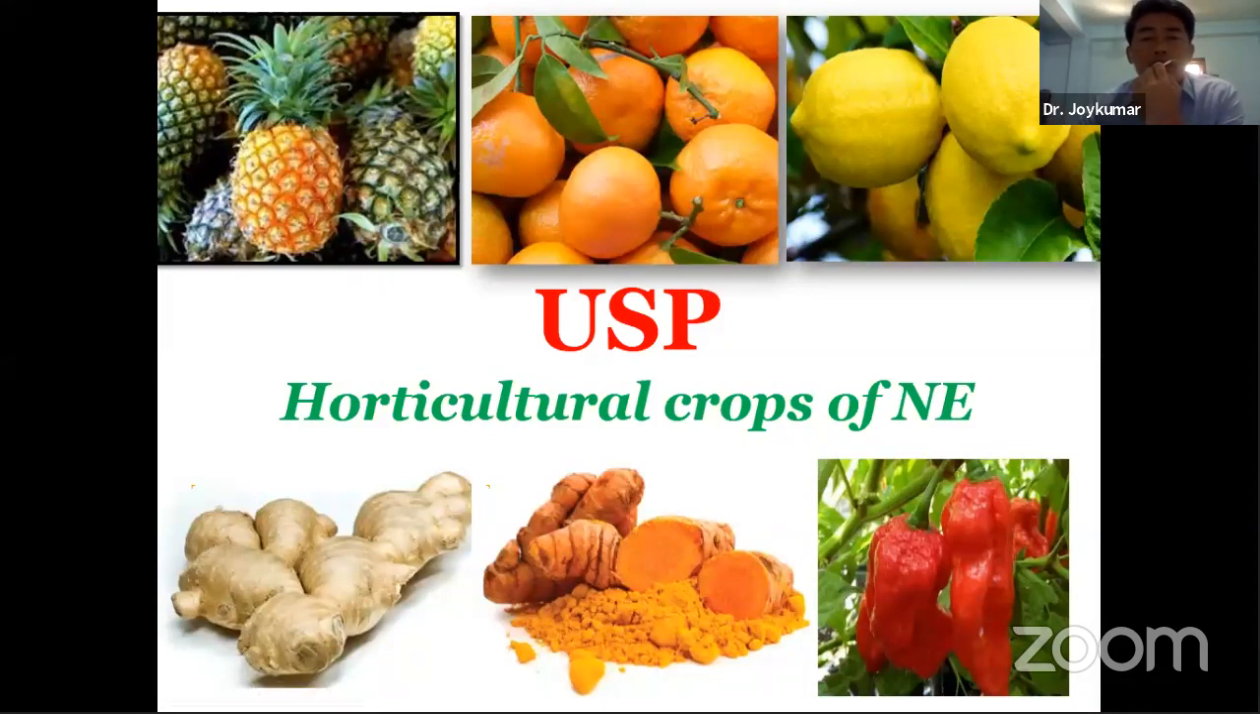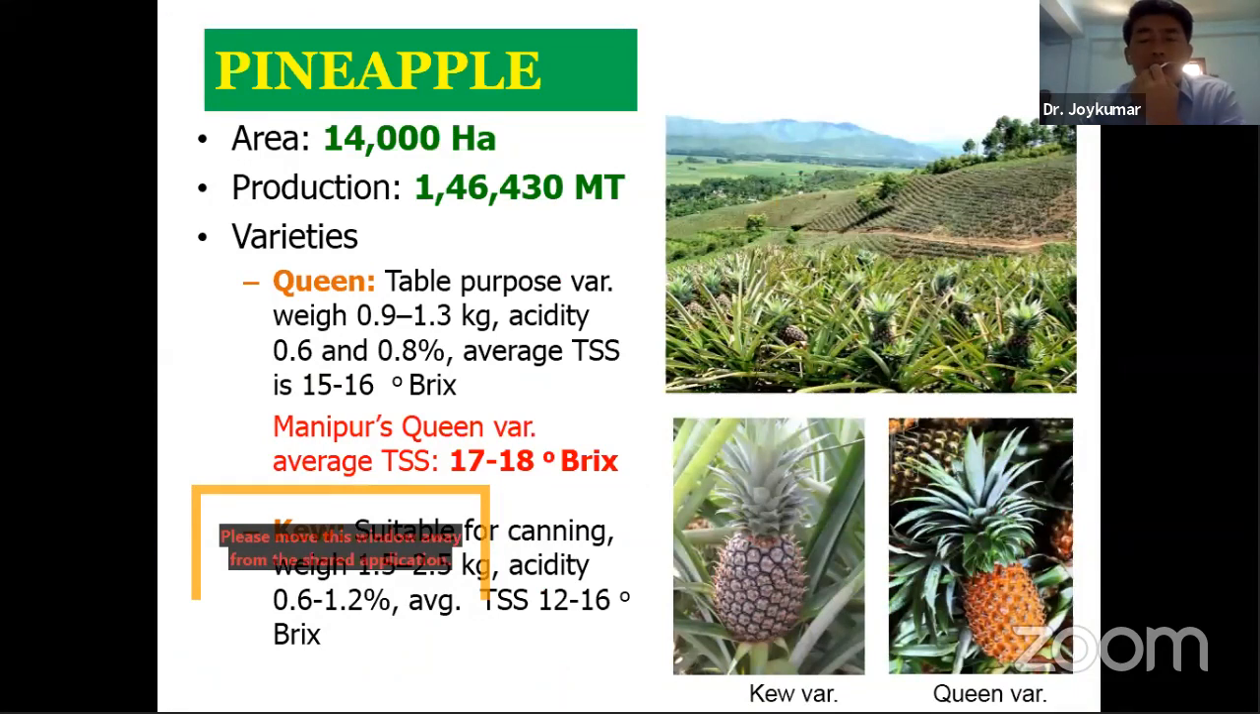As I was just saying about pineapple, the quality of pineapple that we find in the northern states, in Manipur, is truly very good. Sometimes the brix value goes up to 18 degrees, especially in the Queen variety, and we have good production. So this is one option where one can become an entrepreneur. I'll talk about the different processing units, and how one can become an entrepreneur, in later slides.